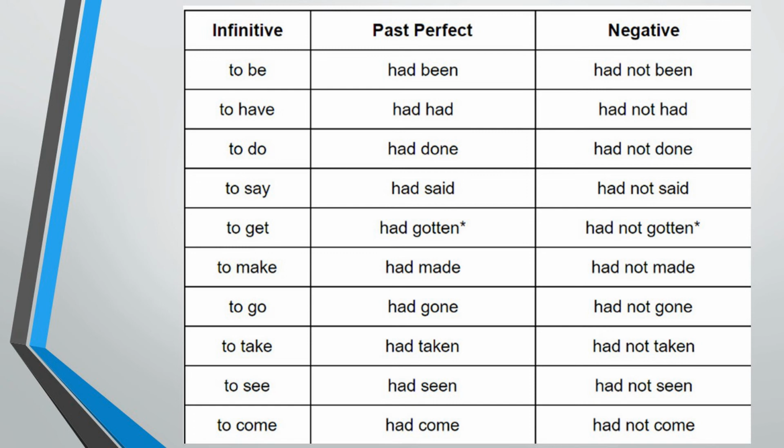Now how to ask a question? Now the form of a question in past perfect tense is had. We will start with had plus subject and past participle.